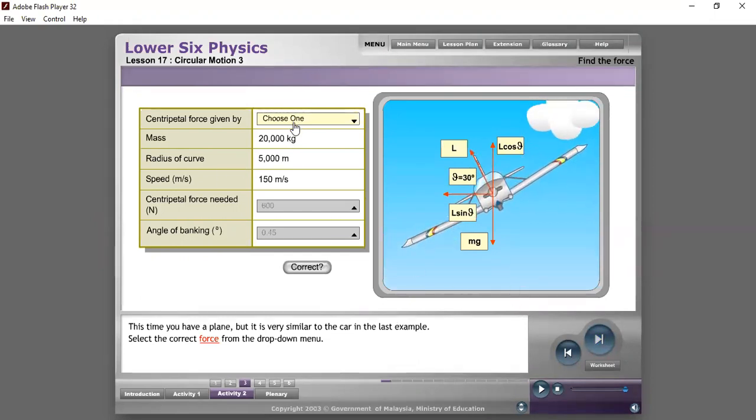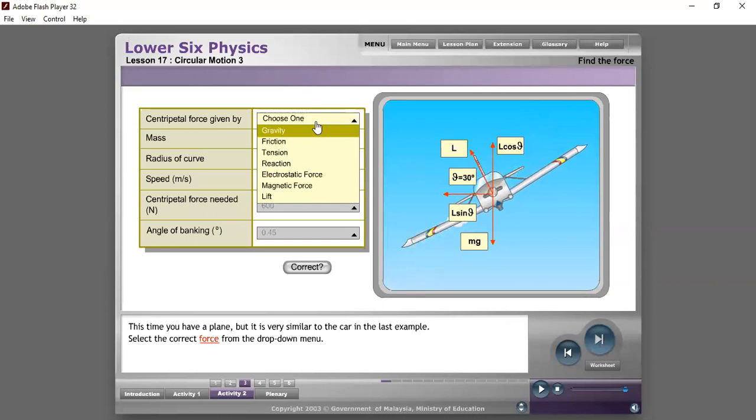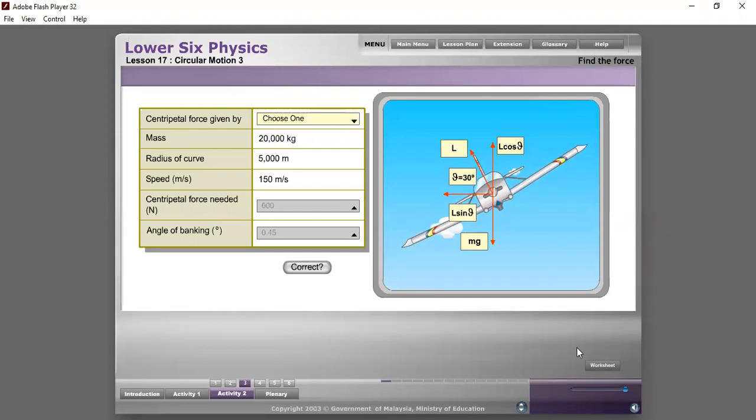So now select the force. What is the centripetal force given by? Is it friction, tension, reaction, electrostatic force? No electric field here, right? So no electrostatic force. Is it any magnetic force? No. Lift force, maybe. Gravity, yes, there is a gravity force involved. There is a lift force involved. Friction? Is there any tension? No, because the airplane is not tied with any rods.